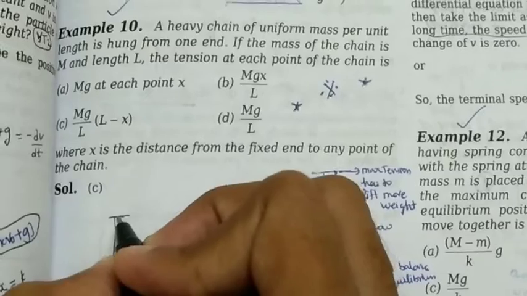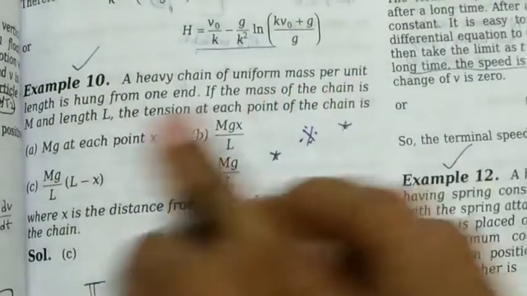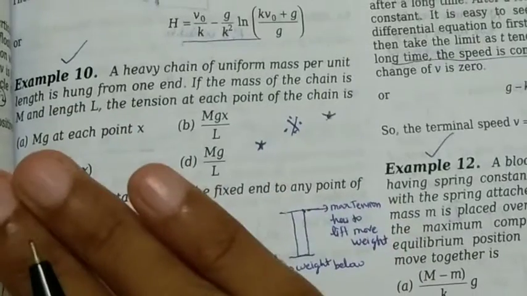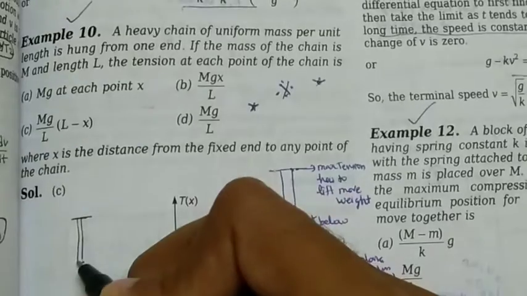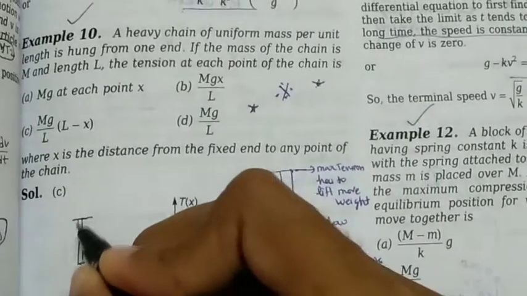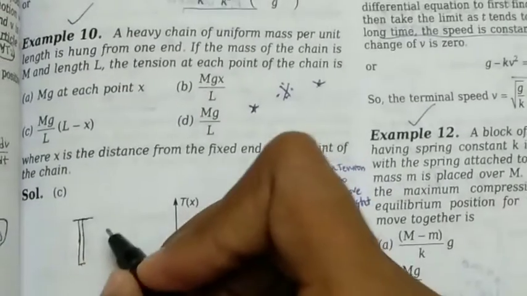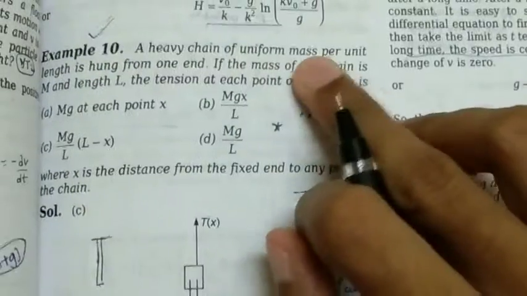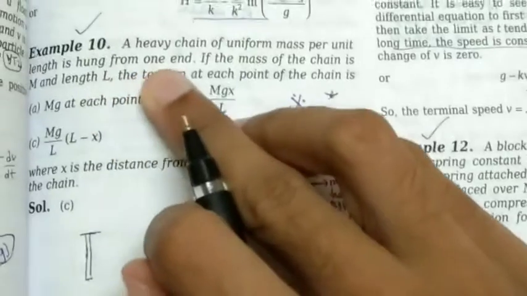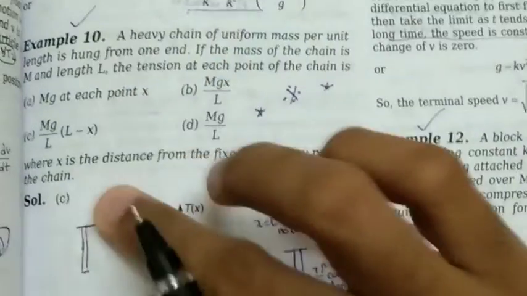So we are having a chain of uniform mass per unit length. That means mass is distributed equally. So there is uniform distribution of mass from this end to this end. There is no improper gathering or accumulation of mass like that. So evenly the mass is distributed. So uniform mass per unit length is hung from one end.